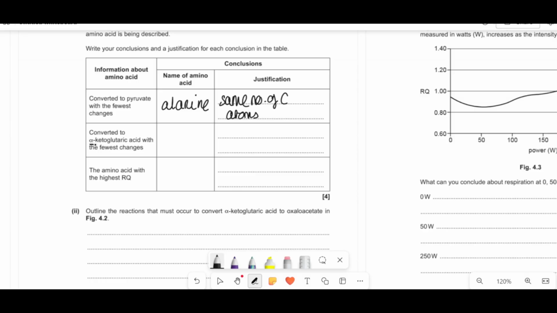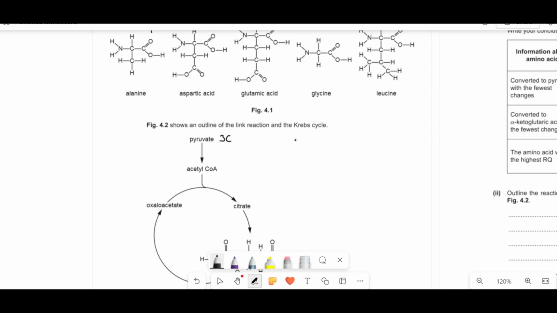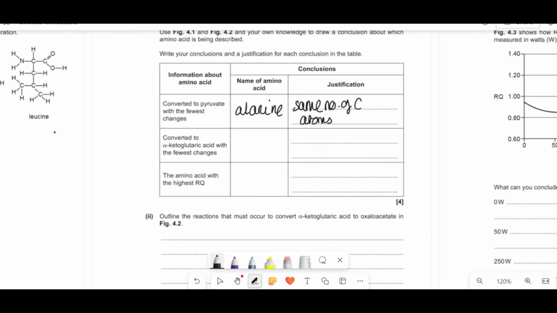So here, converted to alpha-ketoglutarate acid with the fewest changes. So again, if we look at alpha-ketoglutarate acid, 1, 2, 3, 4, 5. So that's 3, we'd have to add 2 on. That's 4, we'd have to add 1 on. This is 1, 2, 3, 4, 5. Sorry, we don't have to add any on, whoops. And then we have 1, 2 here, but then we also have 1, 2, 3, 4, 5, 6, right? So in that case, it's going to be glutamic acid for the exact same reason. So glutamic acid. Why? Because it's got 5 carbon atoms.